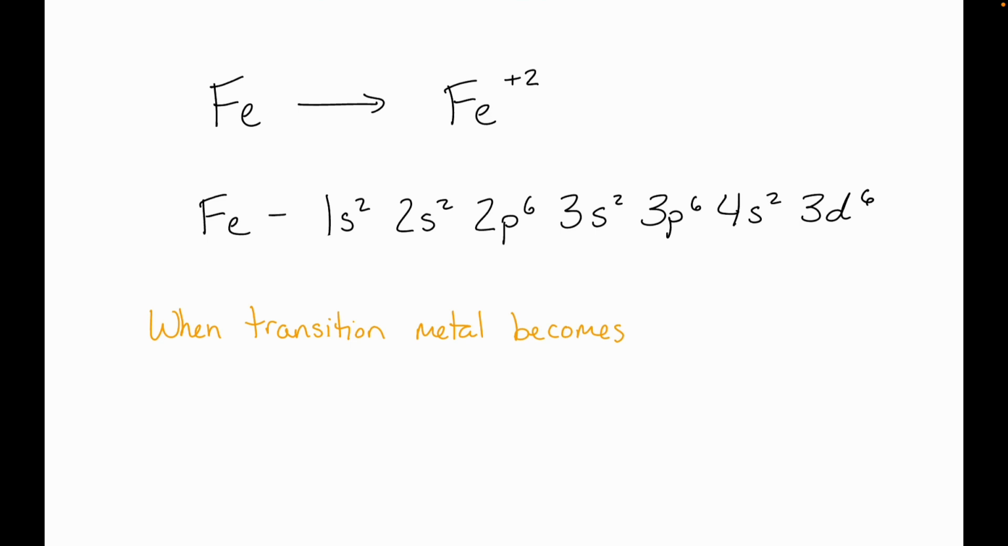becomes an ion, first of all, do transition metals become cations or anions? Cations, because cations are positive. Cation, cat, paws, all right? So cations are positive. So when a transition metal becomes a cation, does it gain or lose electrons to get that positive charge? It's going to lose those negatively charged electrons, right?